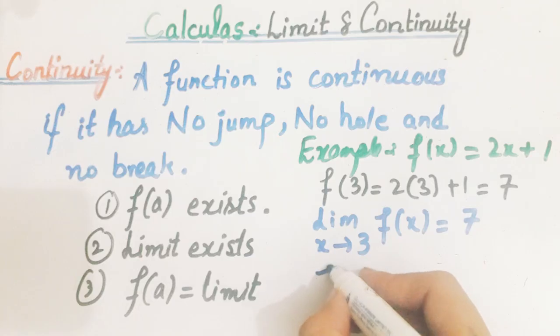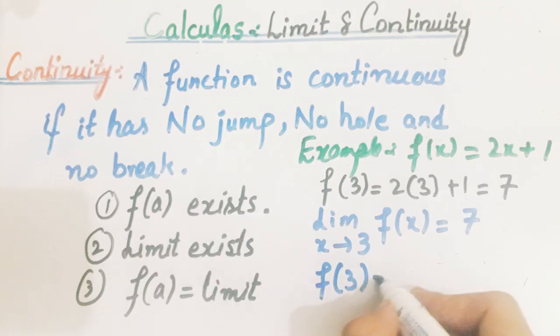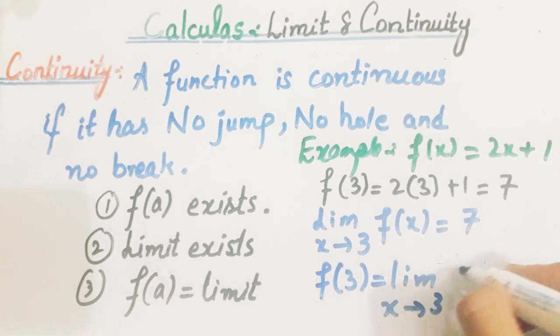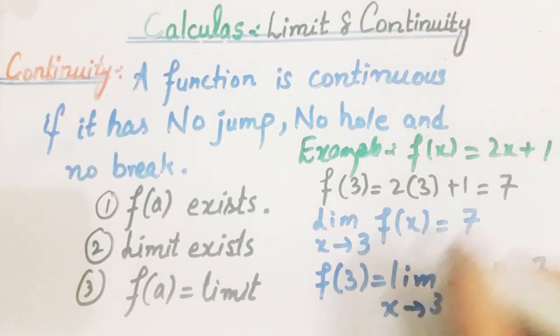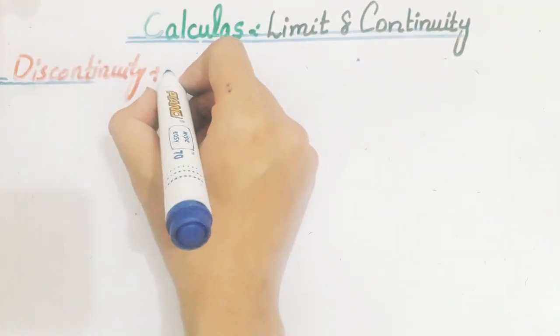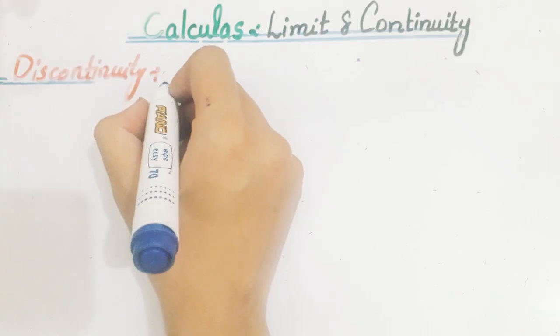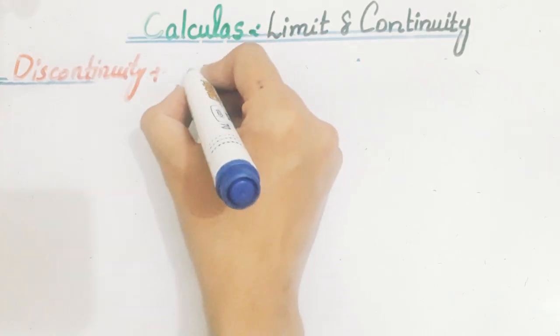Now the third condition, that f of 3 equals limit x approaches 3, f of x equals 7. All three conditions are satisfied. So we will say this function is continuous. So now I will give you an example of discontinuity so you can understand what is continuous. If the three conditions of continuity are not satisfied, we will say a function is discontinuous.